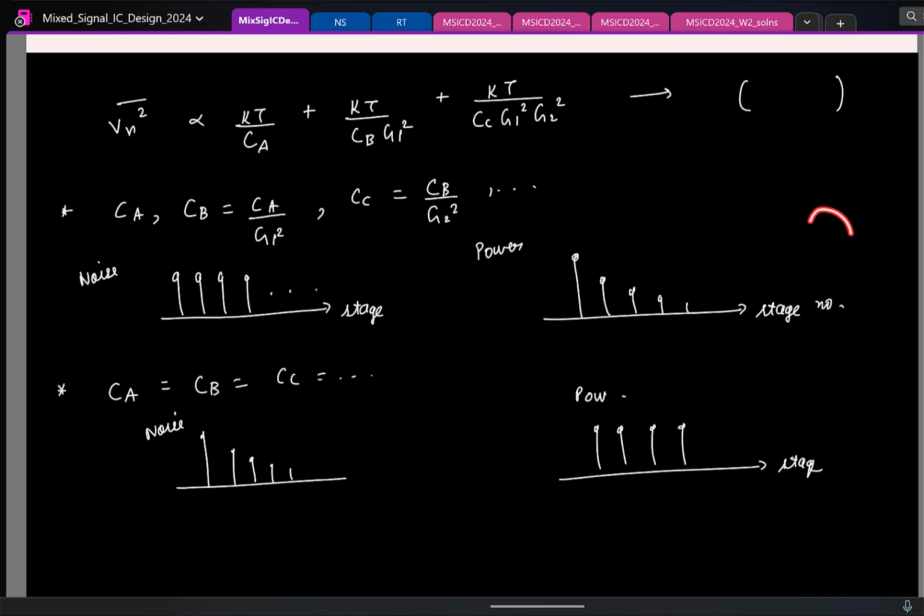So basically these are two extreme cases you can have, and some guy did some long calculations under some approximations. He tried to find what might be a reasonably practical or reasonably optimal choice, and that turns out to lie somewhere in between these two. Can you guess what that choice will be? In one case I am choosing capacitance as C by G square, and the next stage is the previous stage capacitance by the gain square. The other choice is to have all equal capacitances. What might be a middle ground here?